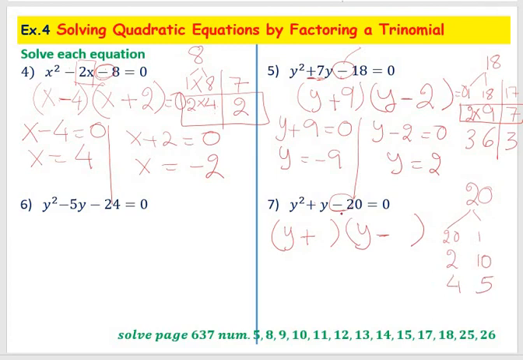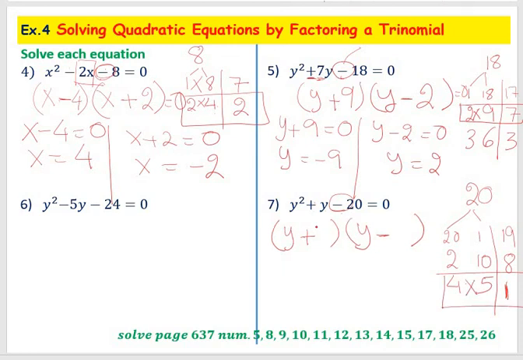Now, here I'm going to subtract them. First, 20 minus 1 is 19. Then 10 minus 2 is 8. And 5 minus 4 is 1. I'm going to check here. Here I need the 1. So I'll take this 1.